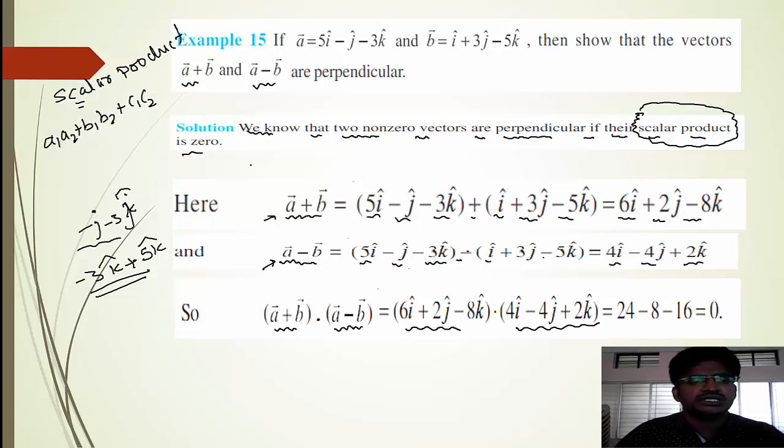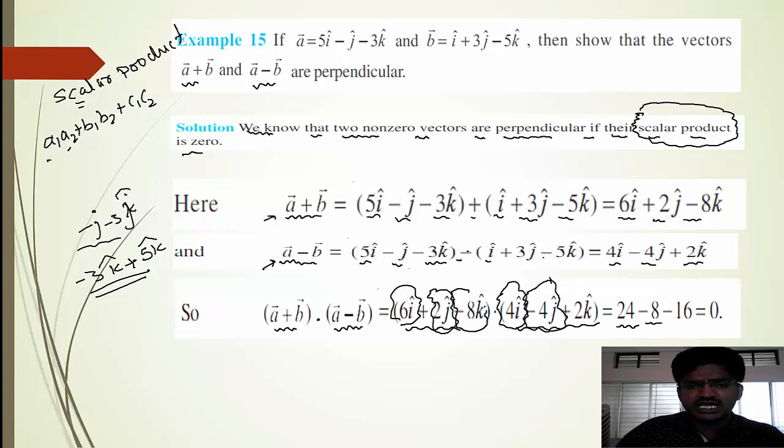This I have already discussed in the previous classes. You can go and watch my YouTube videos, no problem. So here A1 value is 6 i cap, A2 value is 4 i cap. If I make a dot product of 6 i cap and 4 i cap, i cap dot i cap is 1, so 6 into 4 will be 24. Next, plus 2 j cap and minus 4 j cap. j cap dot j cap is 1, plus 2 into minus 4 is minus 8.